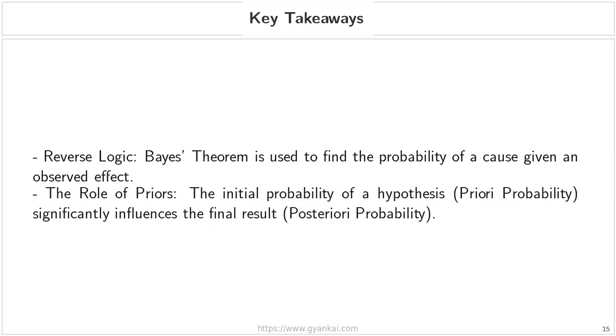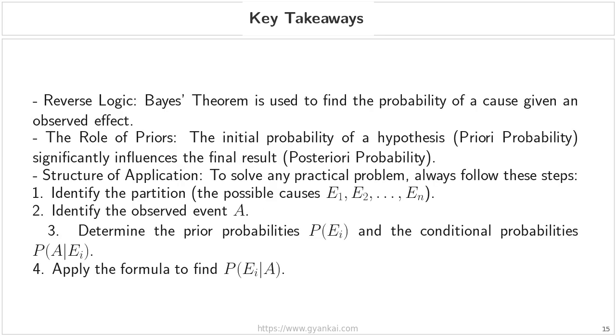Second, I want to emphasize the role of priors. This was the most crucial takeaway from our medical and forensics examples. You saw how the initial probability of a hypothesis, which we call the a priori probability, can completely shift our final conclusion. Even with a highly accurate test, if the initial prevalence of a disease is very low, your final result, or the a posteriori probability, will remain low. Never ignore that starting point.